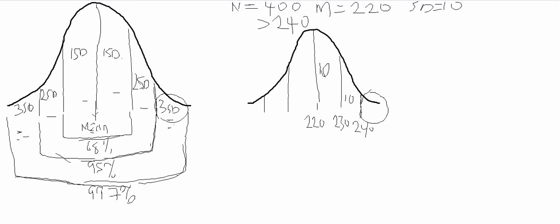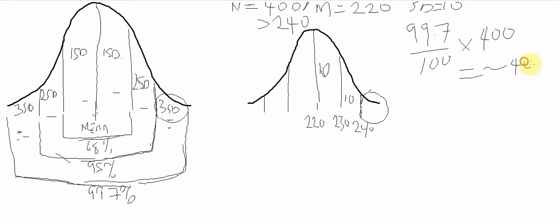99.7% of patients, how many patients were there? We had 400 patients. 99.7 over 100 times 400. 99% of 400 is almost 400. You get what I'm saying? So it's basically going to be about 400. We don't need to calculate that. Now the next value is 95%.